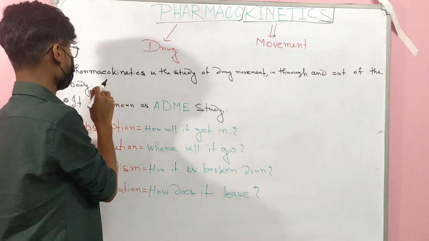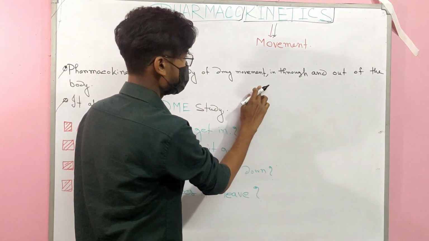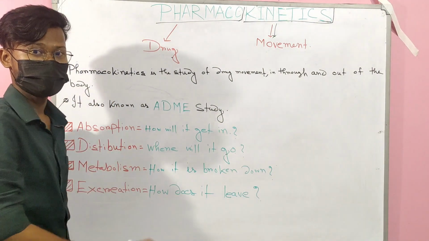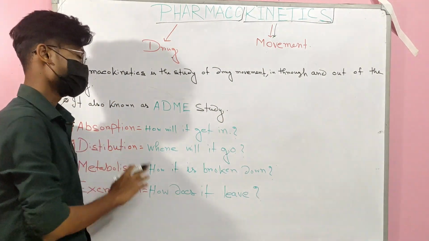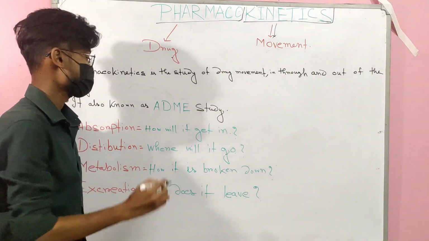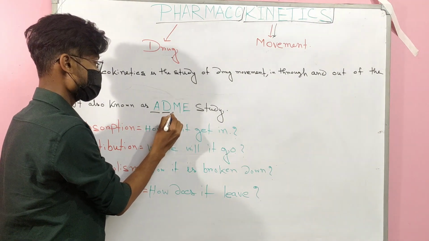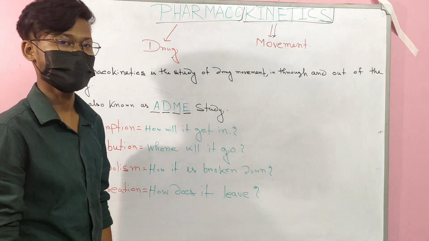Pharmacokinetics is the study of drug movement in, through, and out of the body. It is also known as ADME study. ADME means A for absorption, D for distribution, M for metabolism, and E for excretion of the drug.